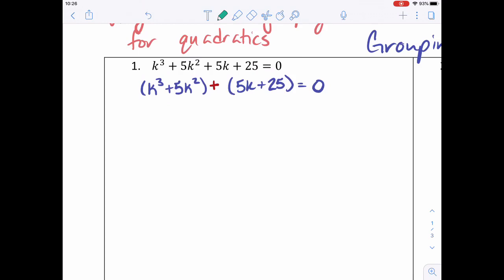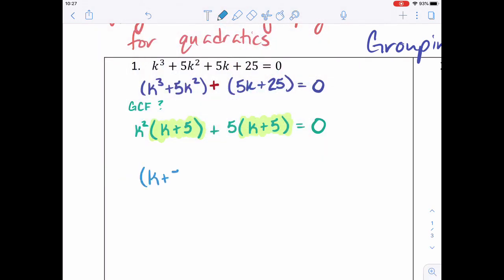Next thing we're going to do is look for a GCF of each group. In our first grouping, we have a GCF of k squared. So we're going to pull out a k squared. What will be left is k plus 5. Our GCF for our second group is 5, and we pull that out, we're left with k plus 5. You should notice that there's a similarity now between our 2 groups. We now have a common factor that's linear. So this linear k plus 5 is a common factor. So we're going to pull that out.